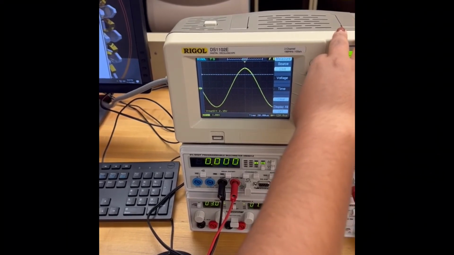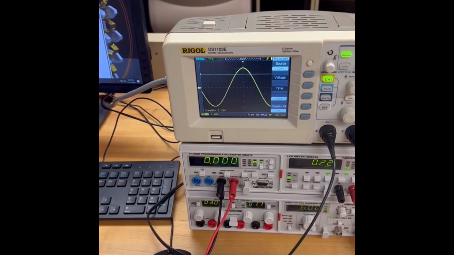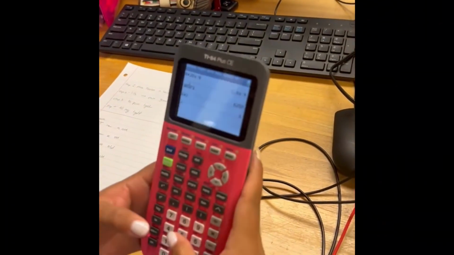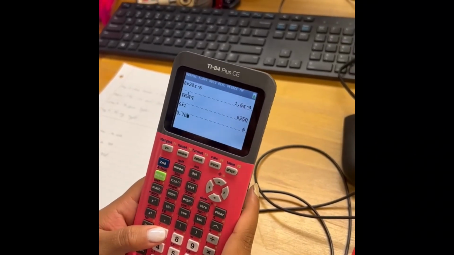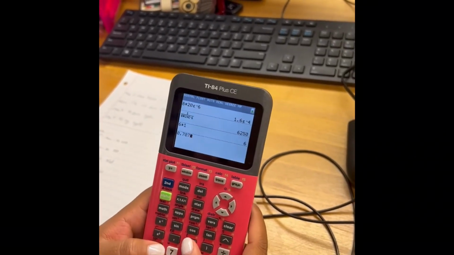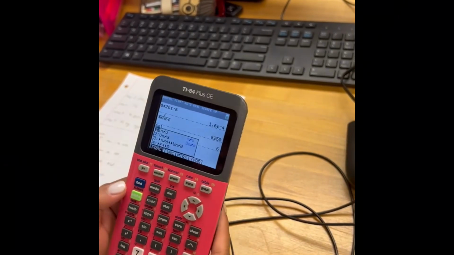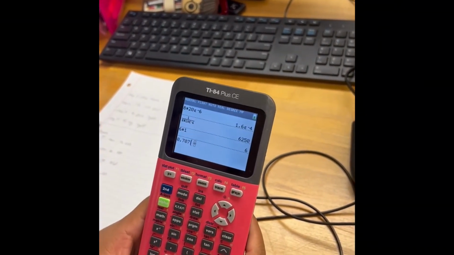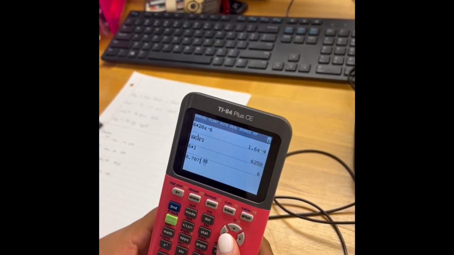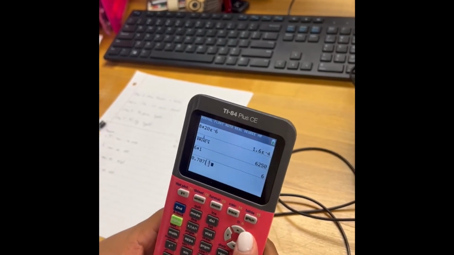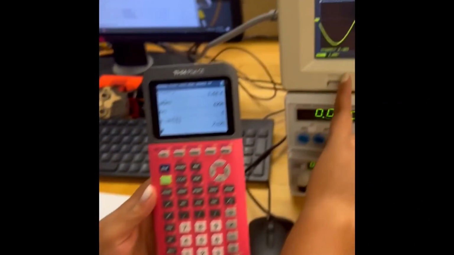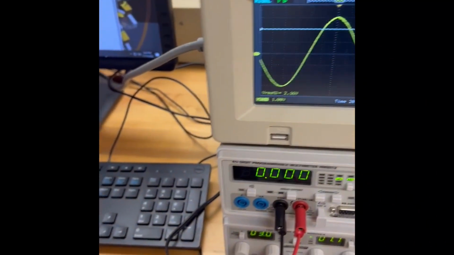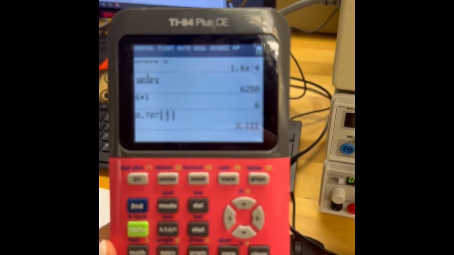Input that, and we can see that we get roughly 2.61 volts. For our old school method, we're going to take the equation of 0.707 multiplied by our VP, which is our VPP, divided by 2. In this case, 6 divided by 2, which gives us, as an old school method, 2.12 volts.